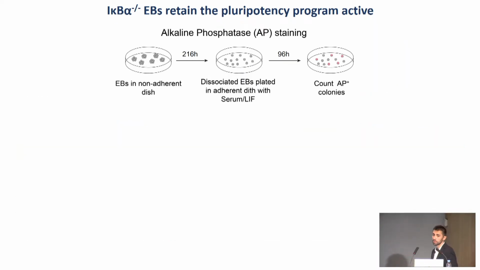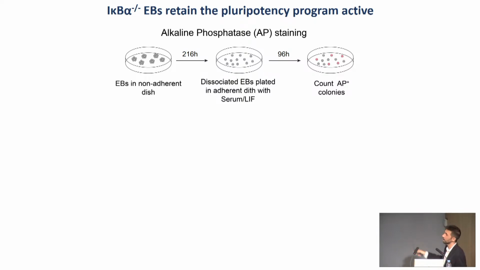But we also wanted to further confirm this increase of pluripotent cells, so I did some alkaline phosphatase staining, because alkaline phosphatase stains specifically pluripotent cells. So I took embryoid bodies after 9 days of differentiation, disaggregated them into single cells, and seeded those single cells in a medium that specifically promotes the expansion of pluripotent cells. And I did this culture for 4 days.